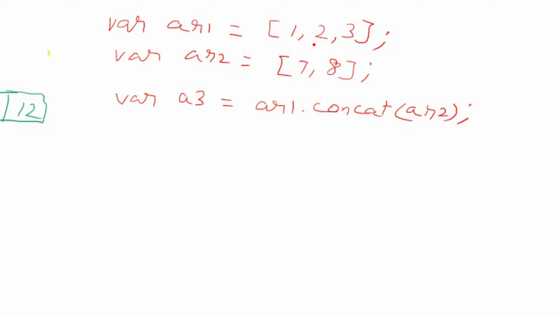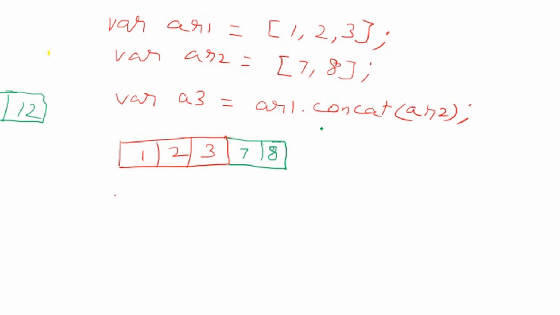So what happens is the content of ar1 is added to ar2. So this will be ar1. ar1 is 1, 2, 3. And this content will be added to the second array. The second array's content is 7 and 8. So the resulting array is returned, and that resulting array is assigned to a new variable called a3.